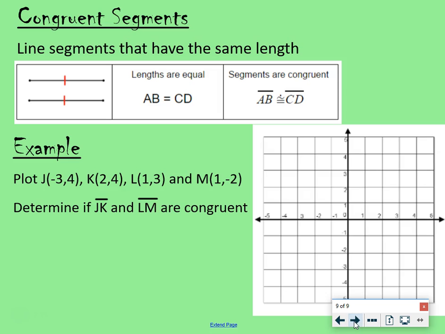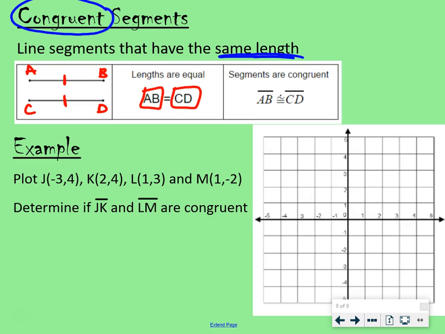Last little piece, congruent segments. Congruent means that they are the same. And for segments, it's line segments that have the same length. For line segments that have the same length, we mark them with these tick marks that mean they're congruent. Also means that their lengths are equal. So we'd have segment AB, segment CD. That means AB, that length, is equal to CD. And that the segments are congruent. To write congruent, we use an equal sign with a squiggly line above it.